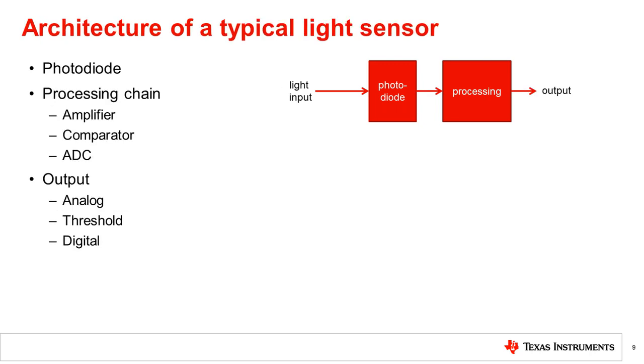So far, we have seen light sensors classified by the processing chain and output type. We now generalize the light sensors covered so far as shown in the diagram. These all involve a photodiode and a processing step that generates an output. In the following slides, we will build on this diagram to introduce other types of light sensors.